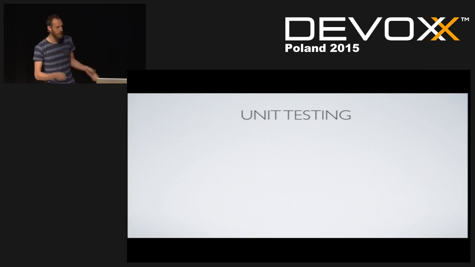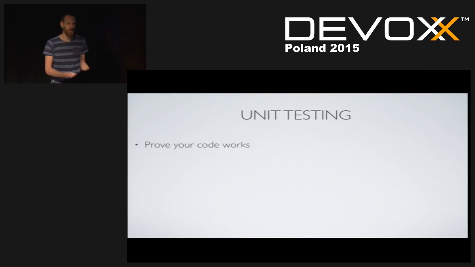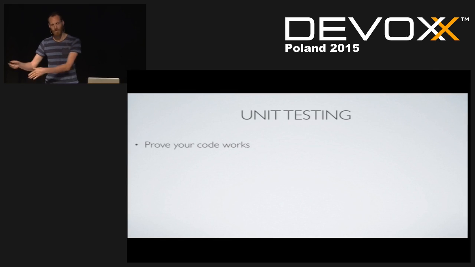So, unit testing. Quick recap. Why do we do it? It's to prove that your code actually works, right? You're typing your code, and you want to know if it works. You write a unit test. Most of the time, you can also fire up the application, but usually that takes too long. You want to immediately test the thing you just wrote.